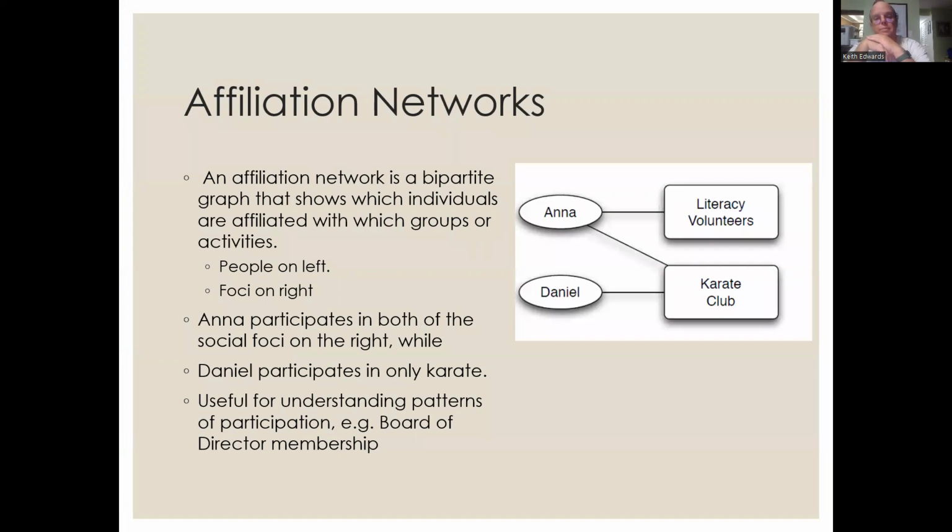So this is a bipartite graph, which means you can separate it out left and right. That shows the individuals are affiliated with which groups or activities. So that's an affiliation network. People go on left, and the foci go on the right. So Anna participates in the Literacy Volunteers Organization and the Karate Club. Daniel only participates in the Karate Club. And these are useful for understanding patterns of participation, for example, board of director membership.